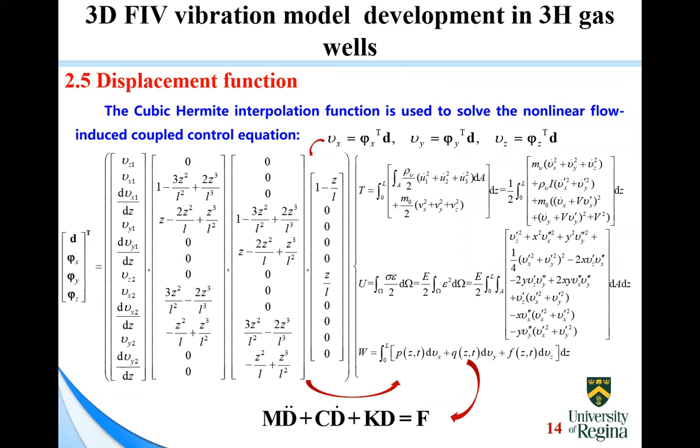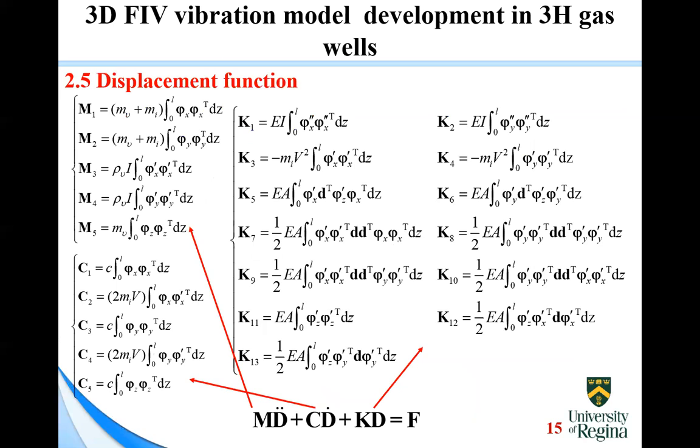First, the cubic Hamilton interpolation functions are used to solve the linear fluid-induced coupled Kerr equation. This is the expression of the displacement, and we put the coefficient of the displacement into the energy. We can get the total equations: M b double dot plus C b dot plus K b equals F.